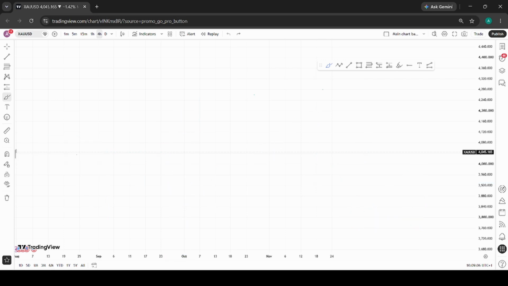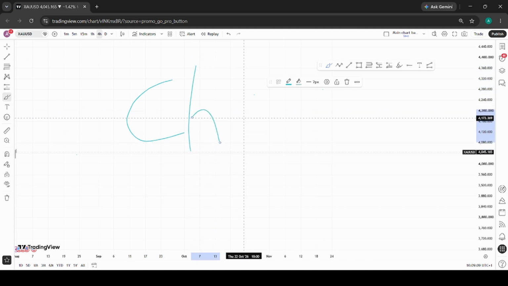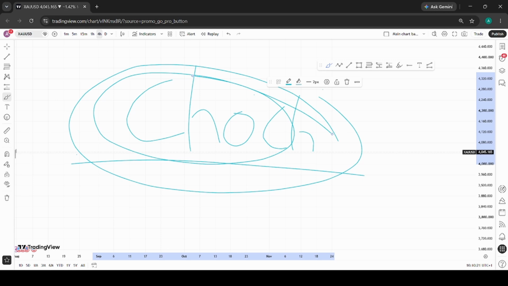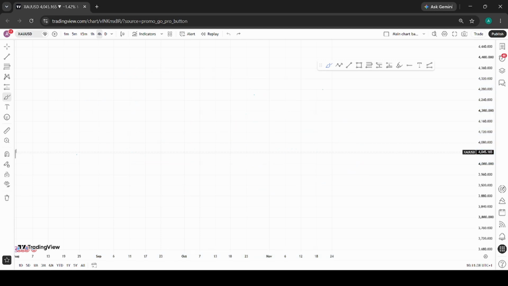So let's go over to change of character. This is a short way of writing change of character. So what is change of character? Change of character is simply a sign that price shows a trader whenever it wants to reverse. Take it like price is giving you a sign that it's going to reverse any moment from now, going from an uptrend to a downtrend, or from a downtrend to an uptrend. There's no need to complicate it. Now you understand it. So let me show you what change of character is.